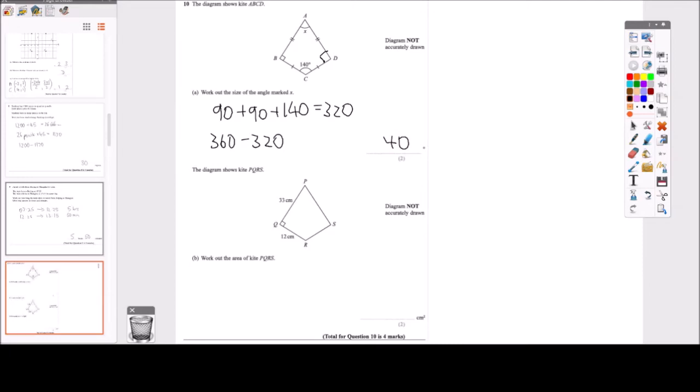Now, a couple of ways of working out the area of a kite. I think the easiest thing is just to break it down into 2 triangles. Now, how do you work out the area of a triangle? It's half times base times height. So the area of this triangle PQR is going to be half times 12 times 33, which is 198. And we've got 2 of those triangles, each having the same area. So overall, the area is going to be 2 lots of 198, which is 396 centimeters squared.